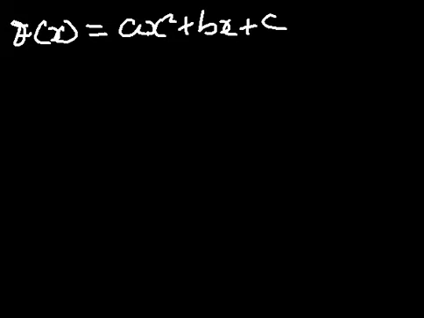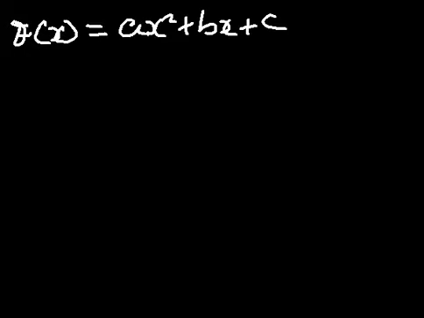And the nature of the value of a determines whether the graph is concave upwards or downwards. If the graph is concave downwards, it means the value of a is negative, no matter how big or small the value is. If it is positive, it means the graph is concave upwards. So take note of that.